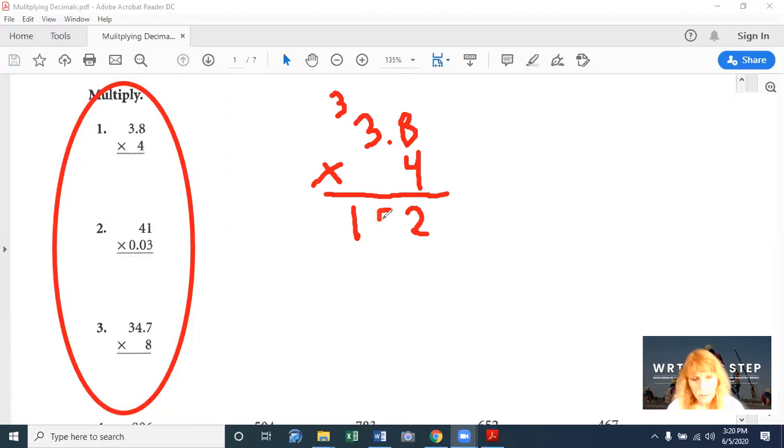So now is where we decide where to put our decimal. If I look, I have a decimal in this number only. How many numbers do I have after my decimal? Well, I have an 8, so I have one number after my decimal. That means I'm going to start my decimal in my answer right here, and I'm going to move 1 over to the left. So my final answer would be 15.2.